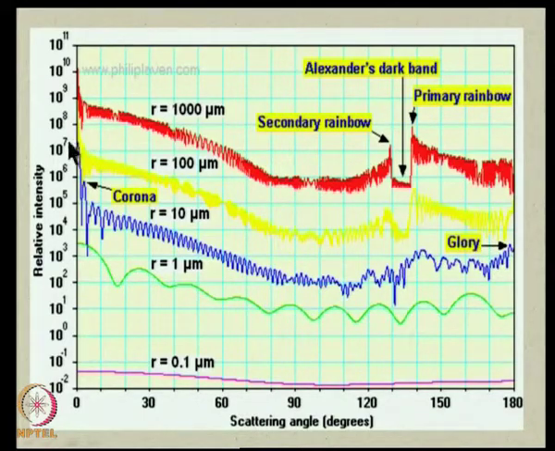What you see at the scattering angle of 0 is called corona, the high scattering here, and the high scattering here is called glory, and we will look into this a little later. And then you go to 100 micron, there is the yellow one, and finally 1000 micron, which is the most important dimension, because that is where you get the actual raindrop.